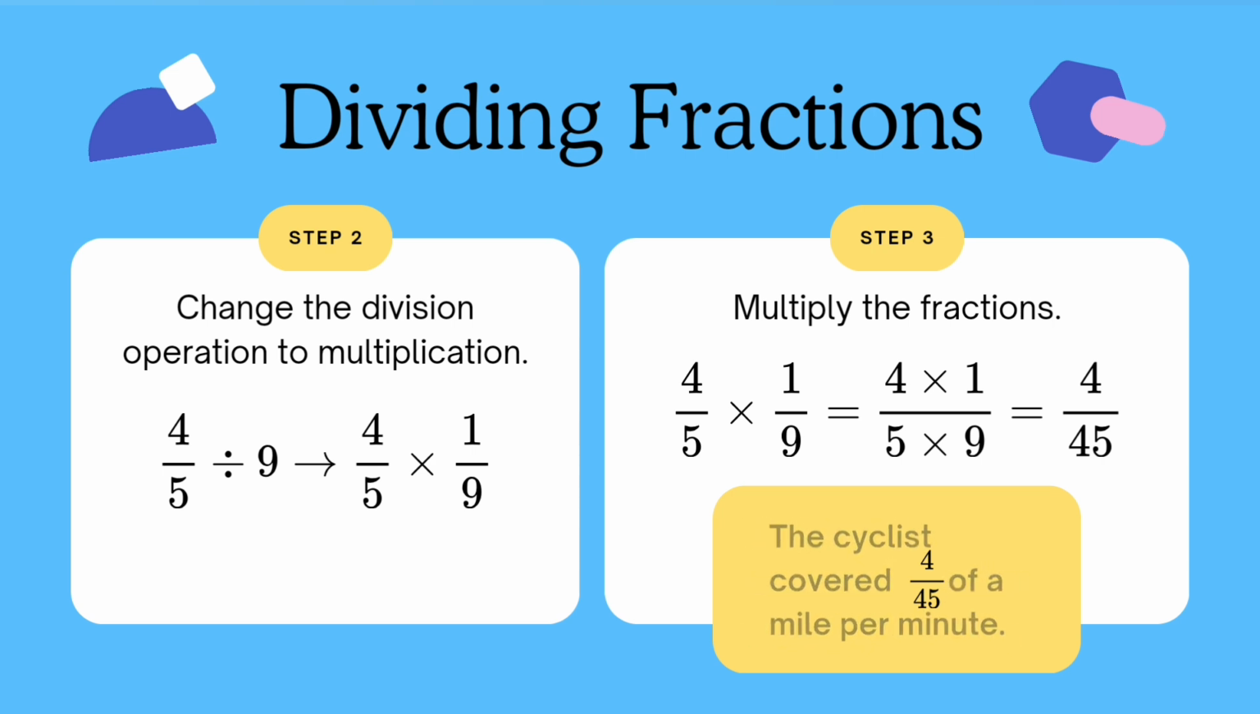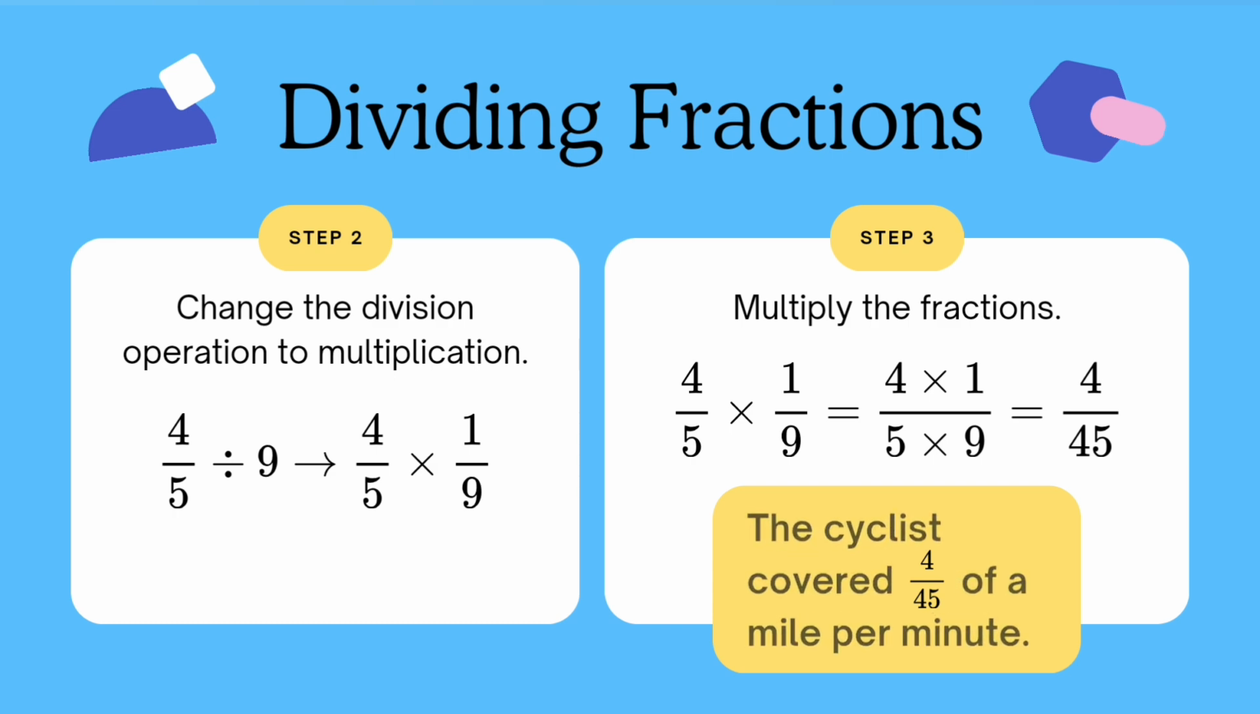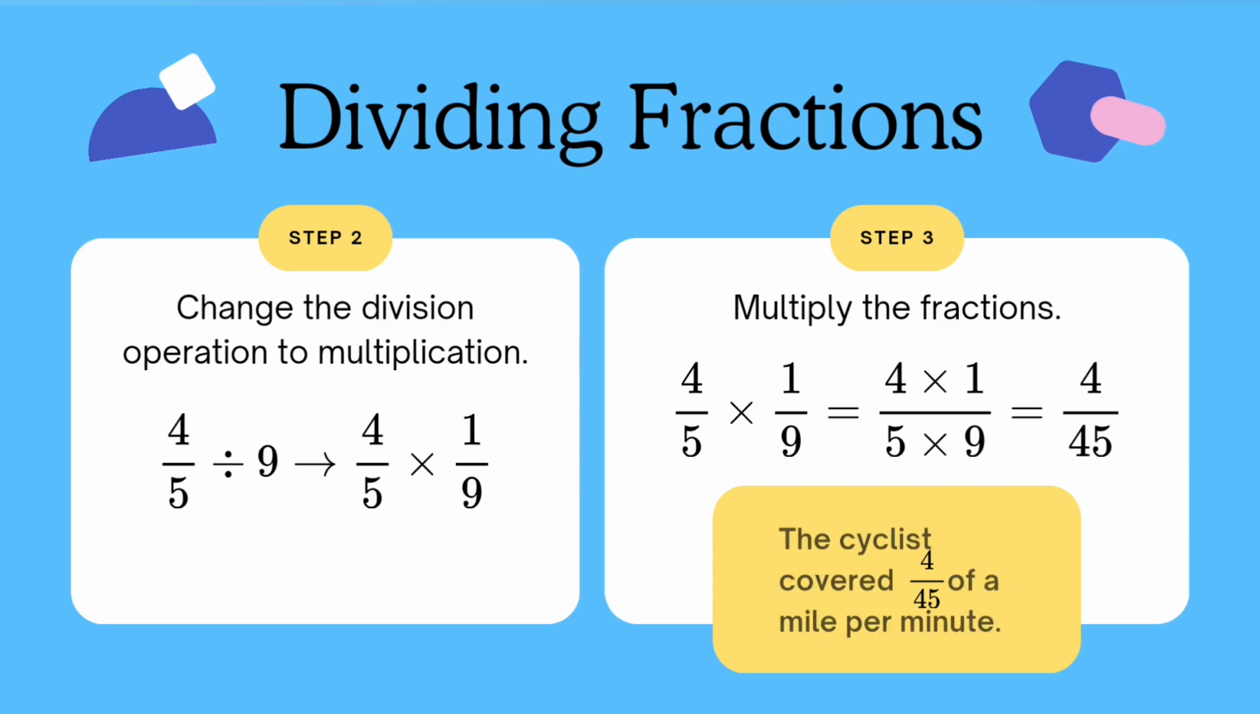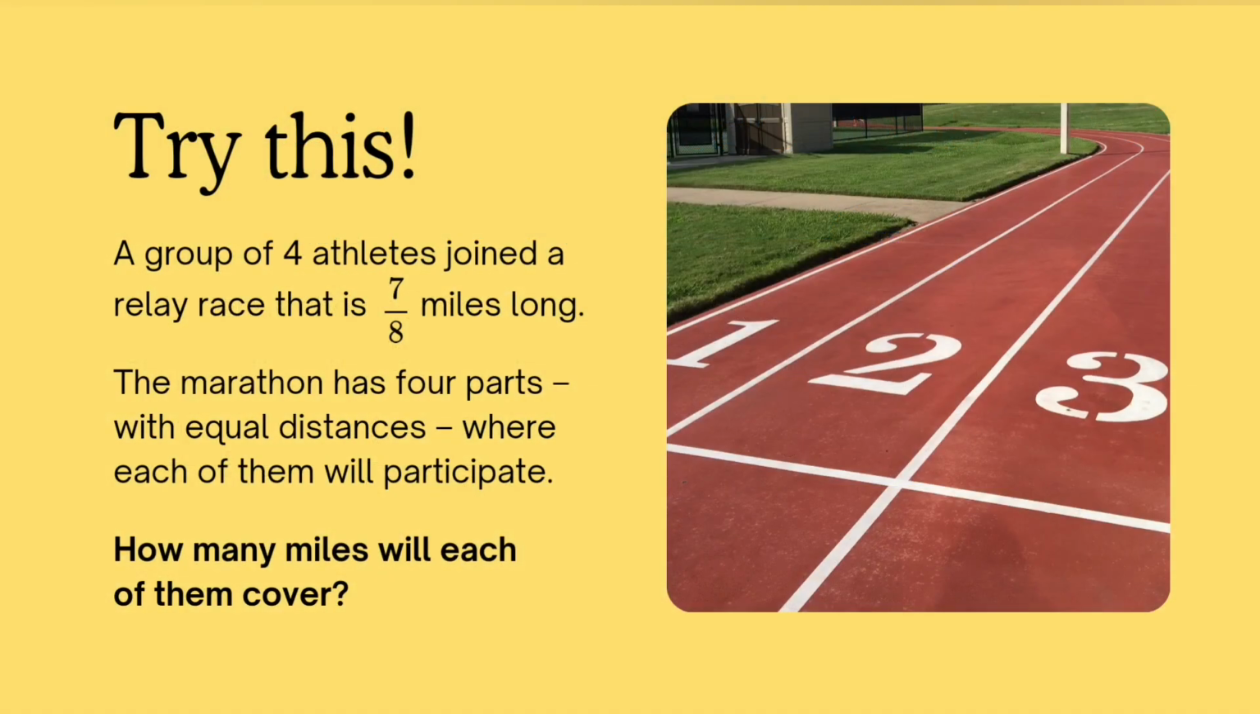4 is multiplied with 1 and we'll get 4, and 5 with 9 and we'll get 45. 4 by 45, and we have to check whether it can be further simplified. If no, then we'll stop here. So the cyclist covered 4 by 45 of a mile per minute. That is the answer. It's too easy, right? Now let's solve another problem.